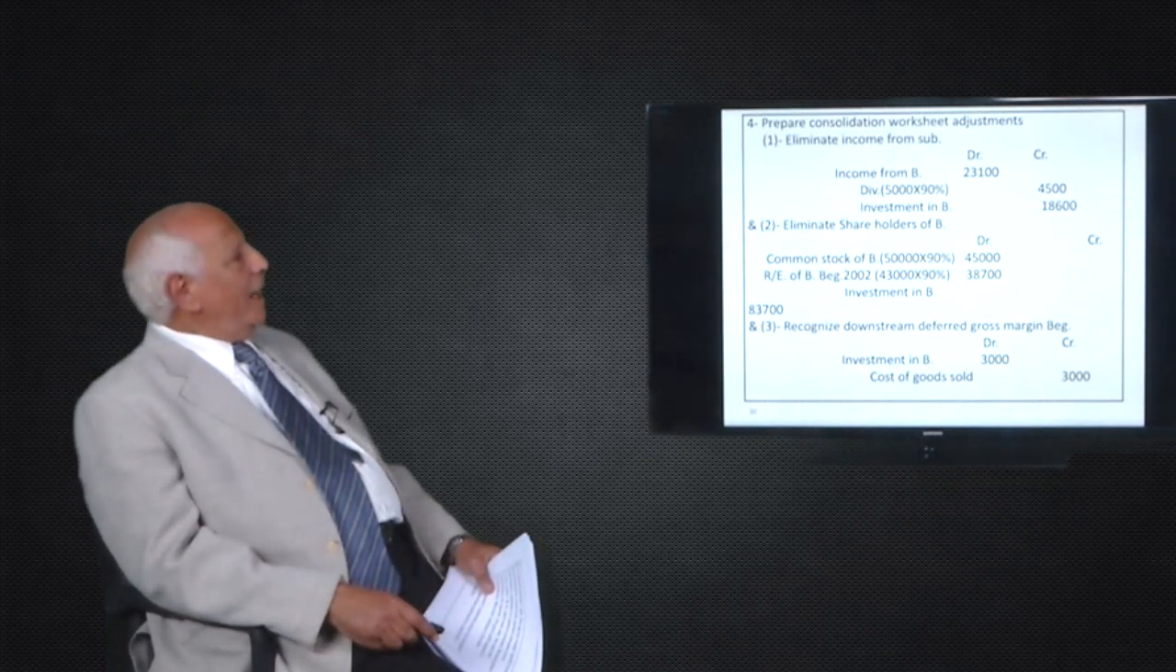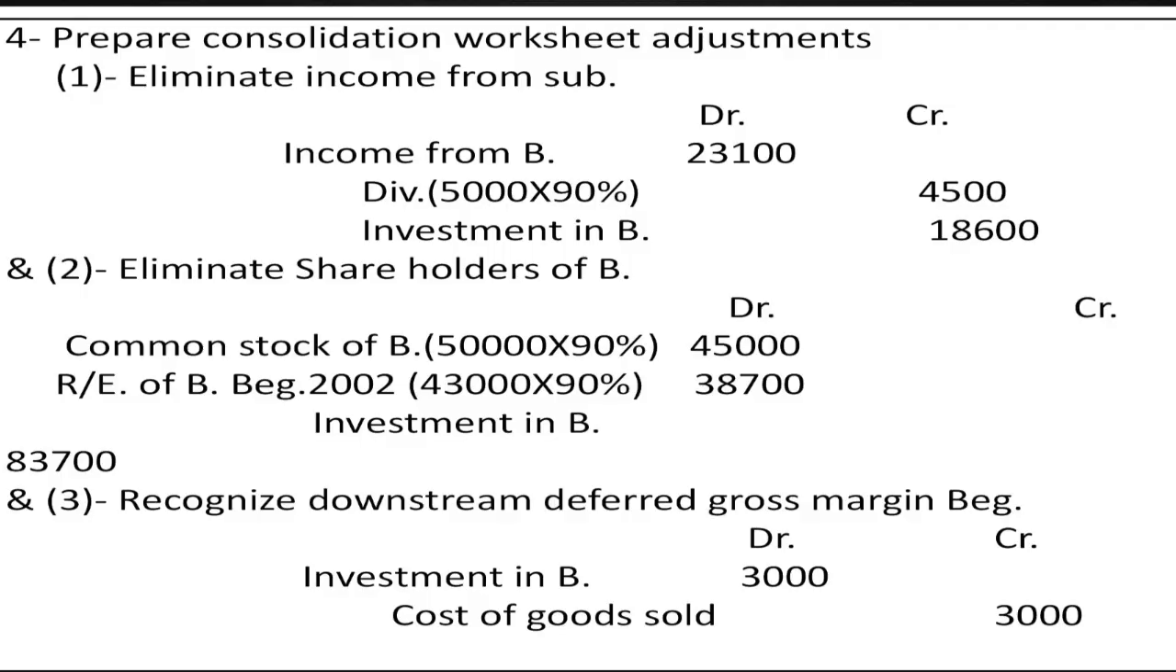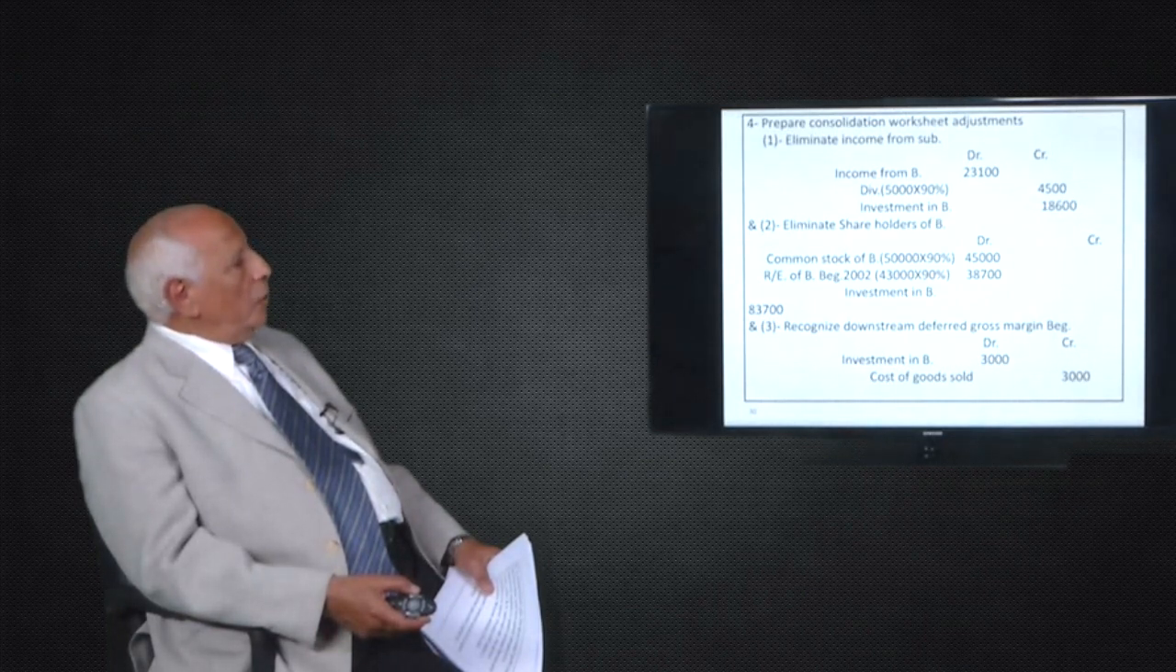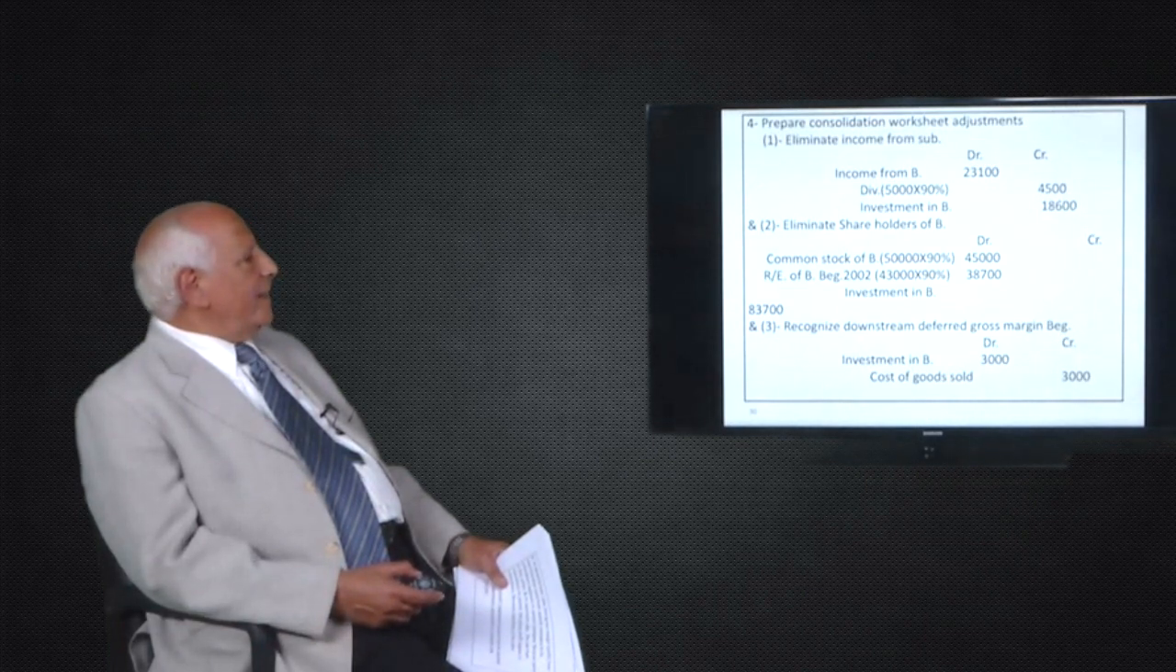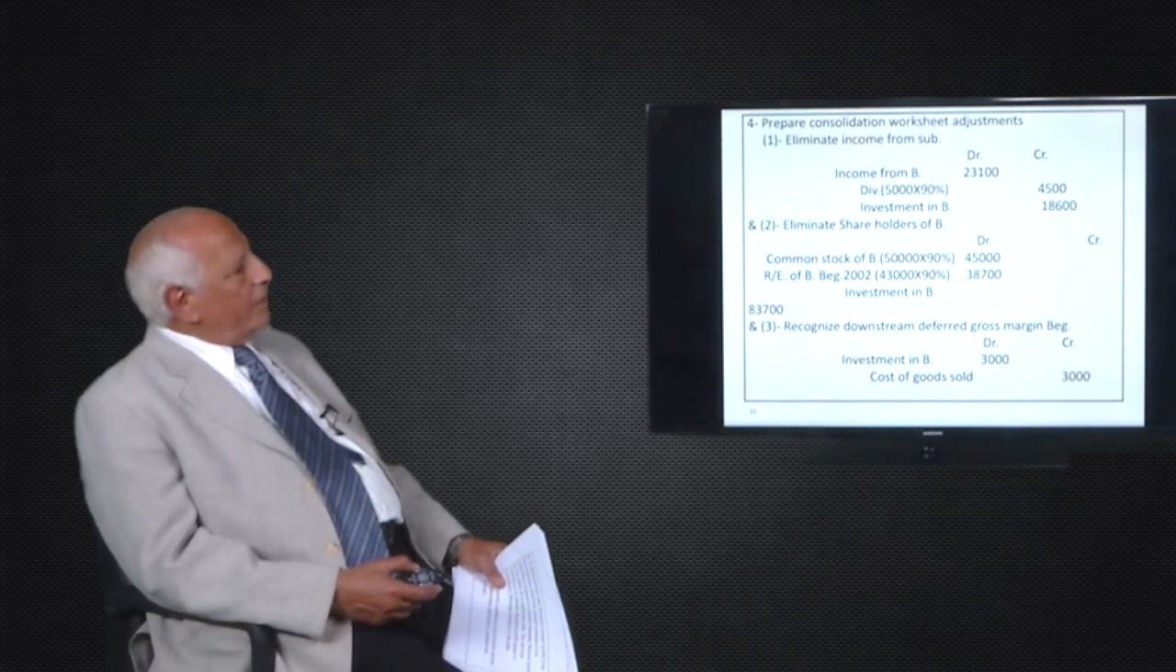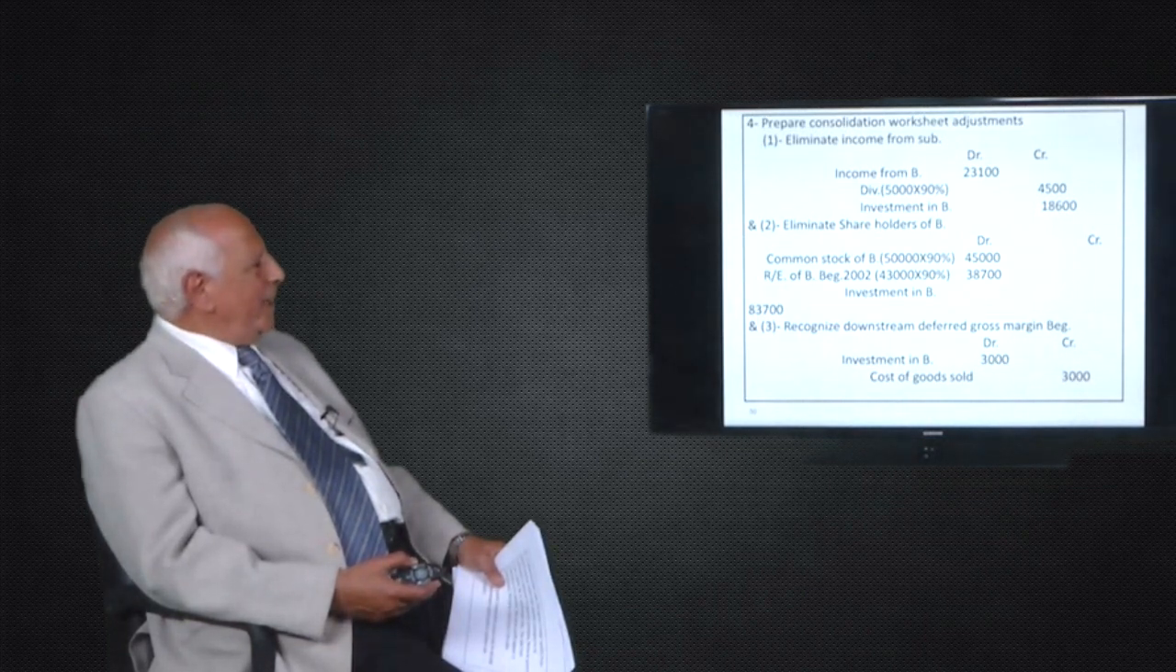Second one, eliminate shareholders' equity of B. You go into this one, common stock of B, 45,000. Where does this number come from? 50,000 times 90%, and retained earning 2002, 43, 90%. It gives you this one here, and investment in B, if you look at the other, this one, 83,700. That's two numbers, 45,000 and 38,700. That gives you 83,700. It's supposed to be credit. By mistake, they put it this way.